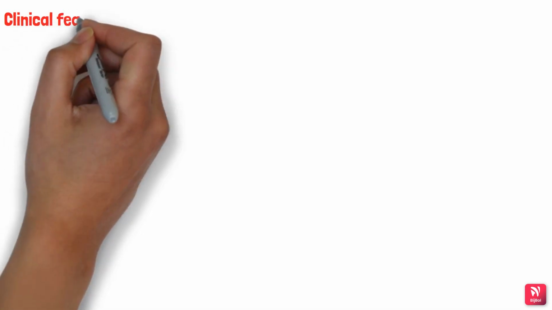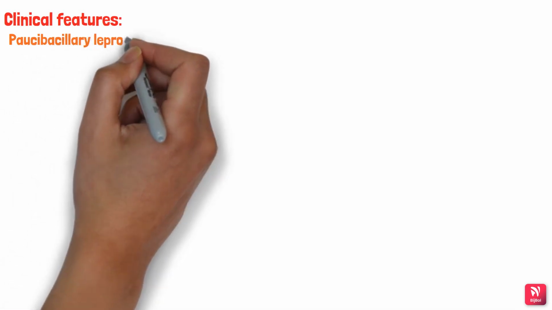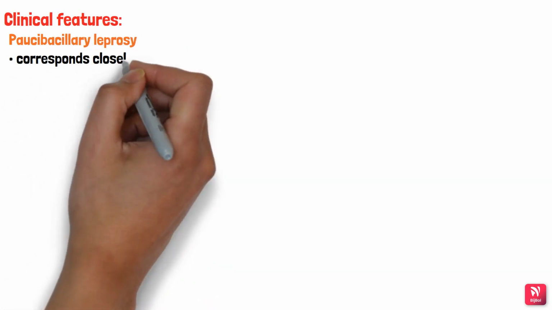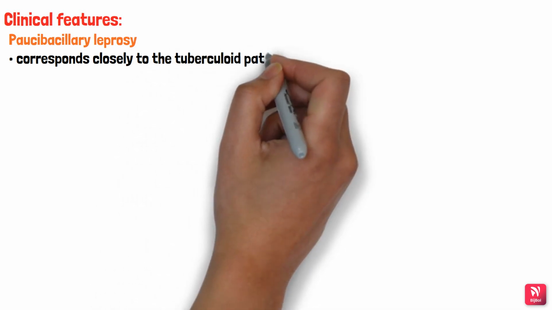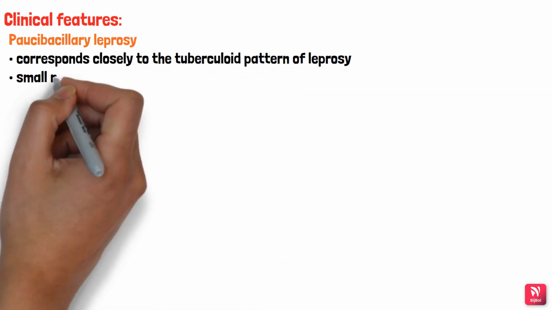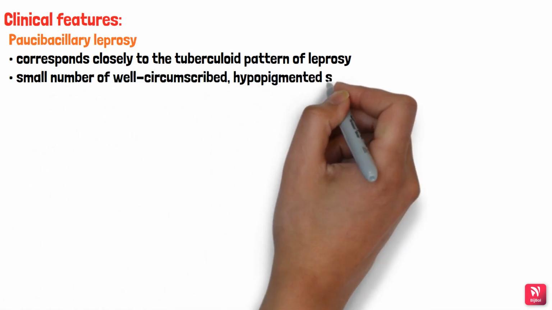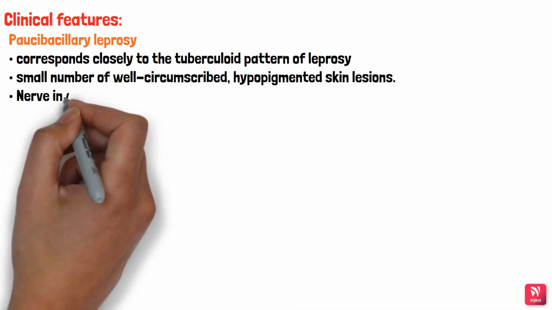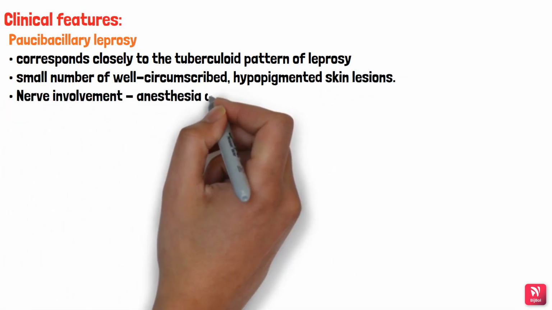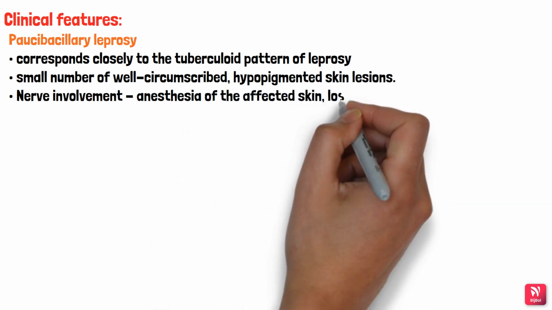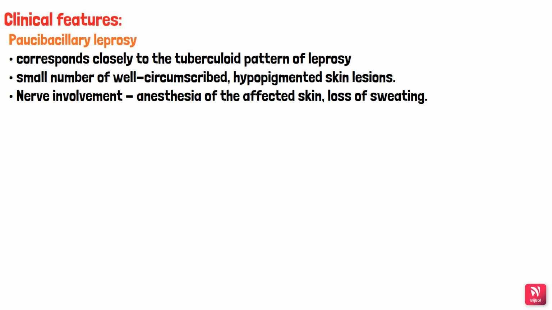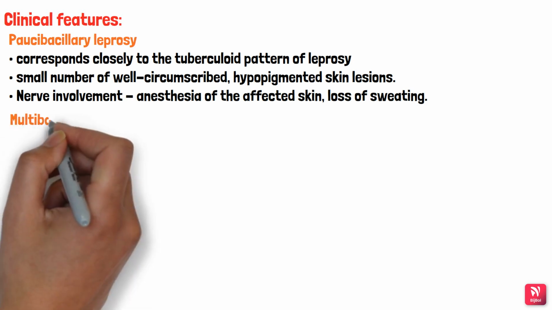So let's see the high resistance one, that is tuberculoid polar, that is paucibacillary leprosy. Pauci means less number of bacilli, so it corresponds to the tuberculoid pattern of leprosy, and here it contains well circumscribed hypopigmented skin lesions. As I told you, it involves peripheral nerves, so it results in anesthesia of the affected skin and loss of sweating. And the opposite of paucibacillary leprosy is multibacillary leprosy, so that corresponds to the lepromatous pattern of leprosy.